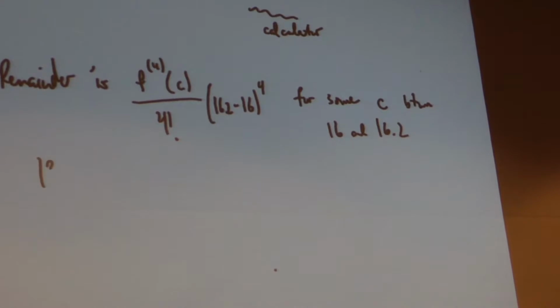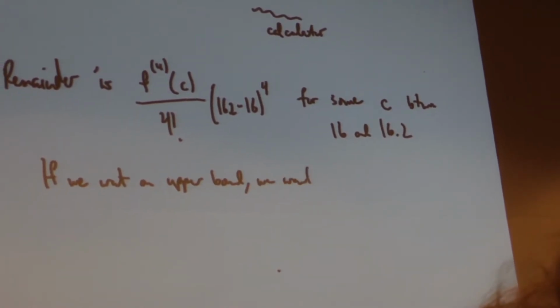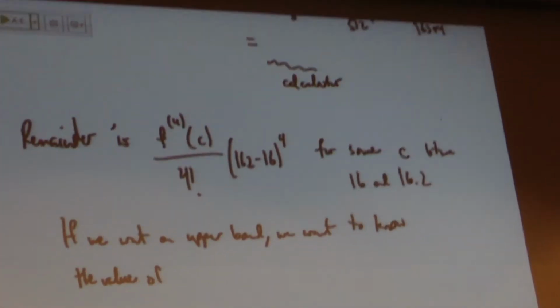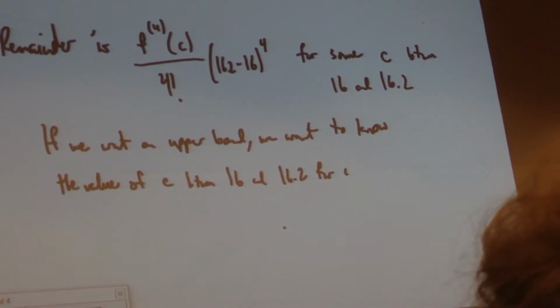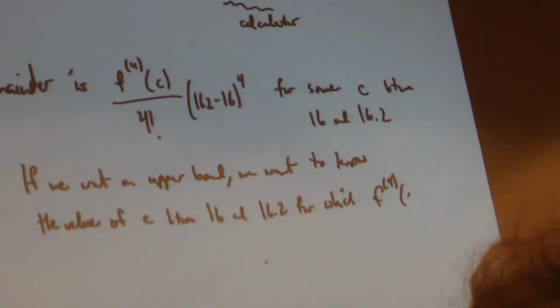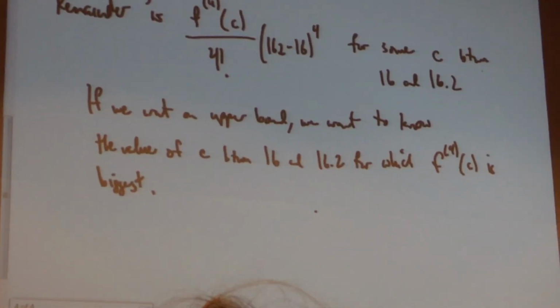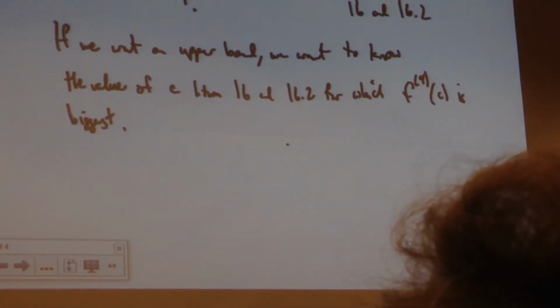But like was just said, if we want an upper bound, we want to know the value of C between 16 and 16.2 for which the fourth derivative of f at C is biggest. We want an upper bound, so we find where this fourth derivative is biggest, and if we take that as the value, all the other values are smaller than it. So even though we don't know what C is, we know it's smaller than this.